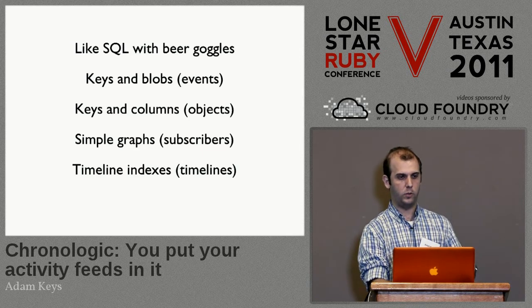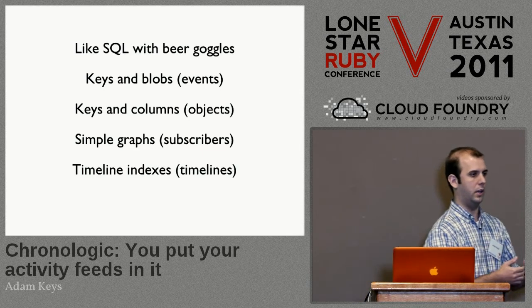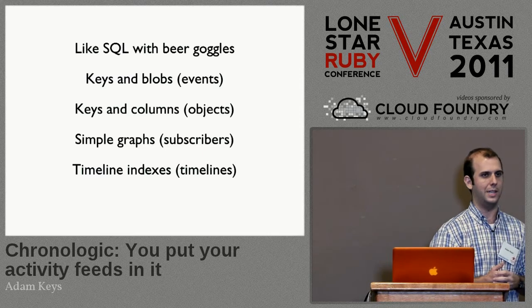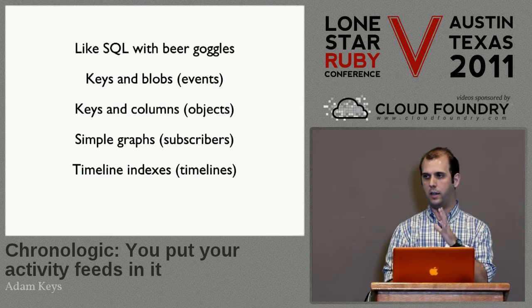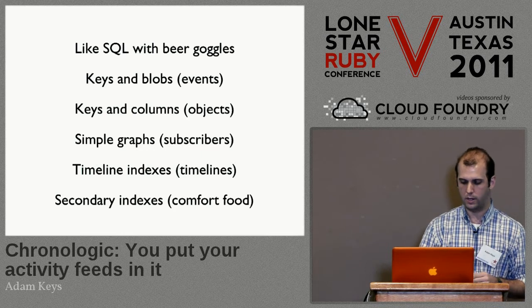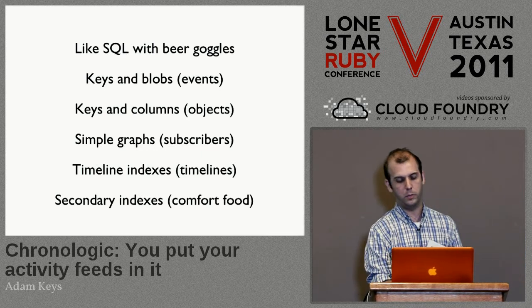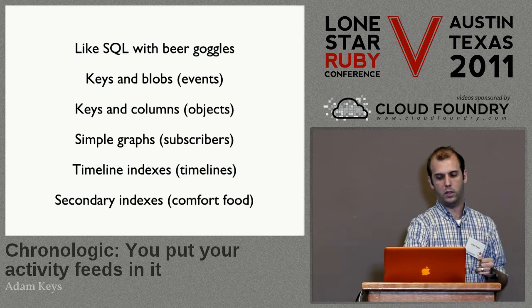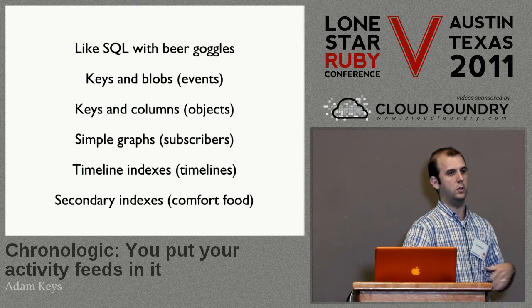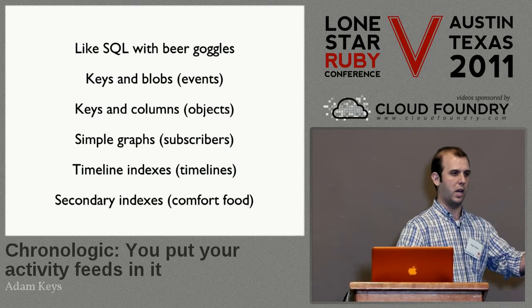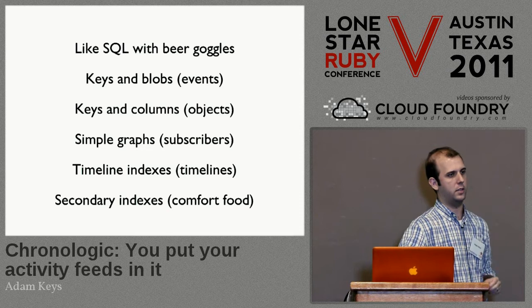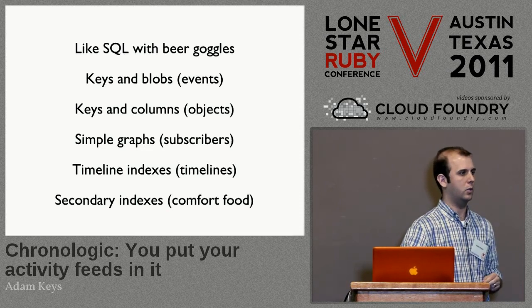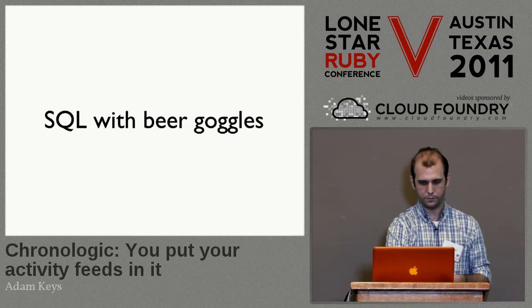And then timelines. When you actually fetch an activity feed, this is how you would do an index, like a hand-built index in Cassandra. And then Cassandra also implements secondary indexes, which are very comforting if you're used to a relational database where you have a primary key and then you index the columns that you query on frequently.